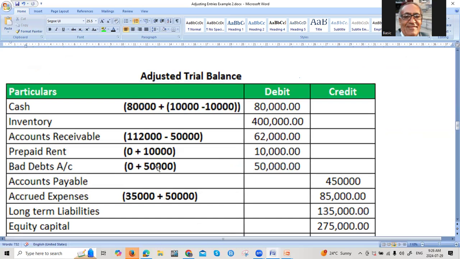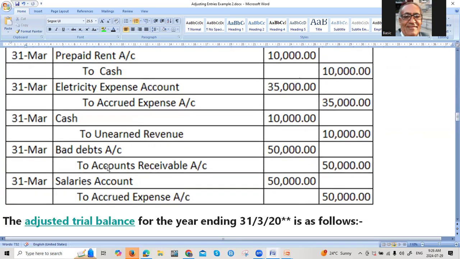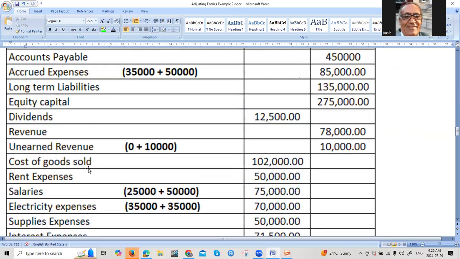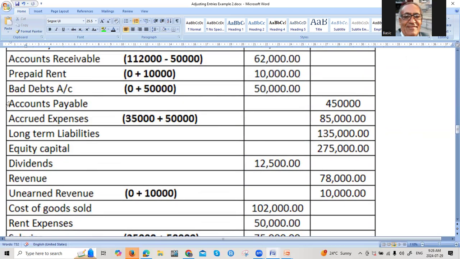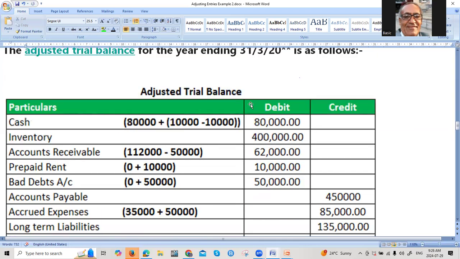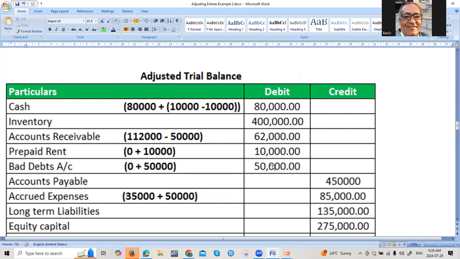I will put zero plus the bad debts which came from the transaction. So here in the bad debts, from bad debts to account receivable with the amount of 50,000, there will be 0 plus 50,000. Bad debts here is 0 because there was none in the old trial balance. But the new trial balance will include 50,000 as bad debts. So 0 plus 50,000 comes to 50,000.